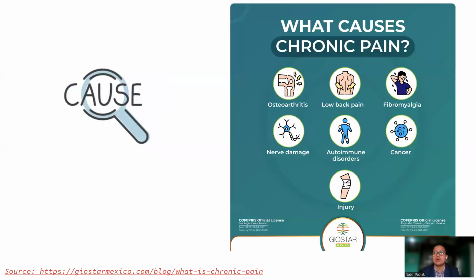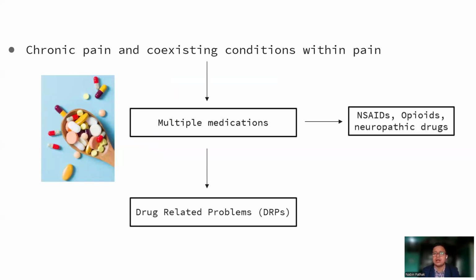procedures. The causes of chronic pain include several diseases and several conditions, among which few are osteoarthritis, low back pain, fibromyalgia, nerve damage, autoimmune disorders, cancer, and injury. Chronic pain is often associated with other coexisting conditions which might further increase the distress in the pain mechanism. As a consequence, the patients are subjected to several medications such as non-steroidal anti-inflammatory drugs, opioid drugs, and several other neuropathic drugs. This culmination of different treatment therapies can result in a condition known as drug-related problems.